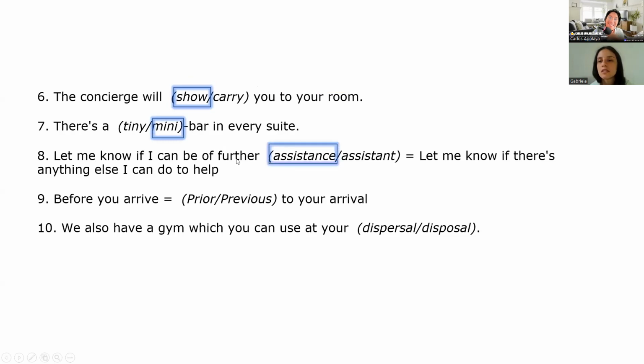Assistance. Before you arrive, so prior to your arrival or previous to your arrival? Prior. Prior means like before. Y previous, previous es previous something. Es el adjetivo. Por ejemplo, our previous class. But prior is different. Okay? Let me give you some examples with the word prior.